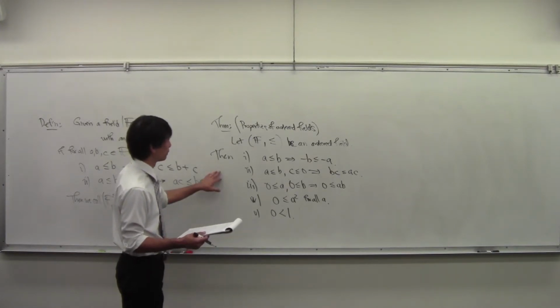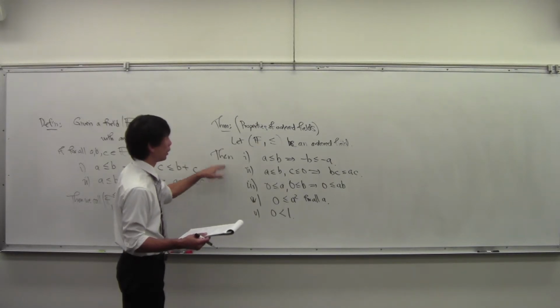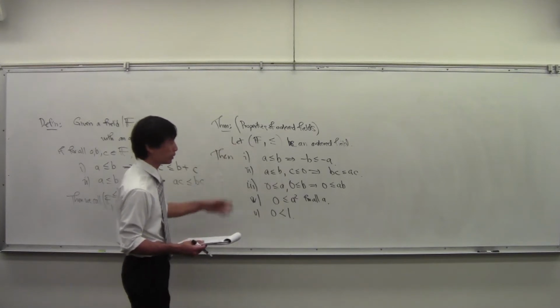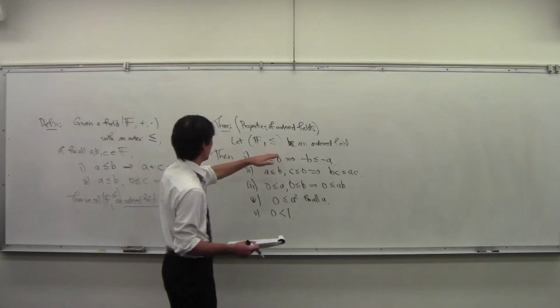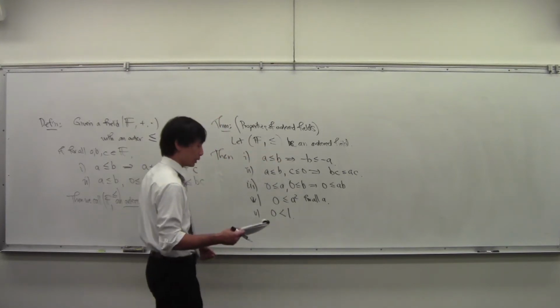Professor, are you saying or and? Where? So for all of these, you said these are properties of an ordered field. So if that's an ordered field, then all these things are true. Let this be an ordered field, then the following are true.